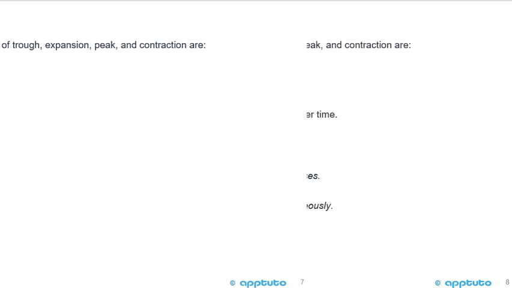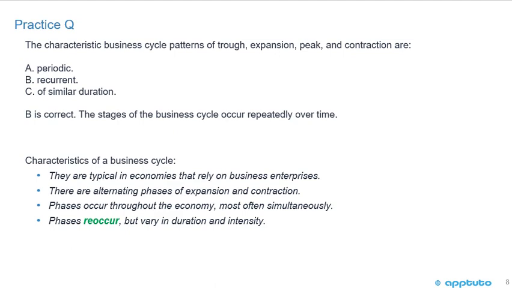One last practice question to finish this LOS. The characteristic business cycle patterns of trough, expansion, peak, and contraction are A, periodic, B, recurrent, or C, of similar duration. Okay, as I've often said, the CFA test, a lot of it is English test, in this case subject economics, or English test, subject quant, English test, subject accounting. Not always doing calculations, so you need to be very careful with the language and pay close attention to detail, because in this case, A, periodic seems almost right.